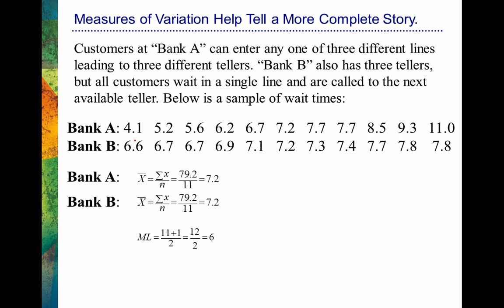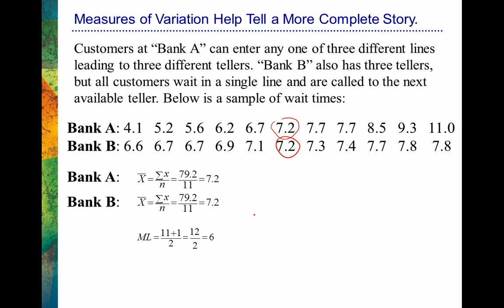Of course, we have to order our data from the lowest value to the highest value in order to find the 6th position. So for Bank A, let's find that median. Here's the first position, 2nd, 3rd, 4th, 5th, there's the 6th right here. That would be the median. Let's find the median for Bank B: 1st, 2nd, 3rd, 4th, 5th, 6th. Check our work by looking from the other end: 1st, 2nd, 3rd, 4th, 5th, 6th. So again, we're finding the same story here.